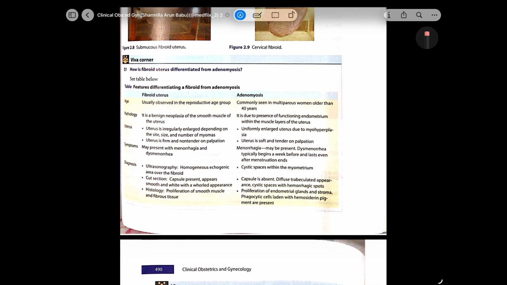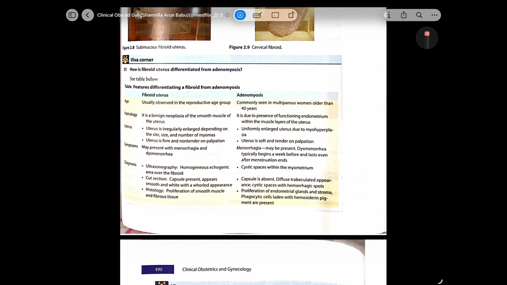How is fibroid uterus differentiated from adenomyosis? Fibroid uterus is usually observed in the reproductive age group, but adenomyosis is commonly seen in multiparous women older than 40 years. Fibroid is a benign neoplasia of the smooth muscle of the uterus. And what is adenomyosis? It is due to the presence of functioning endometrium within the muscle layers of the uterus. So all the endometrial glands enter the muscle layers of the uterus, the myometrium.